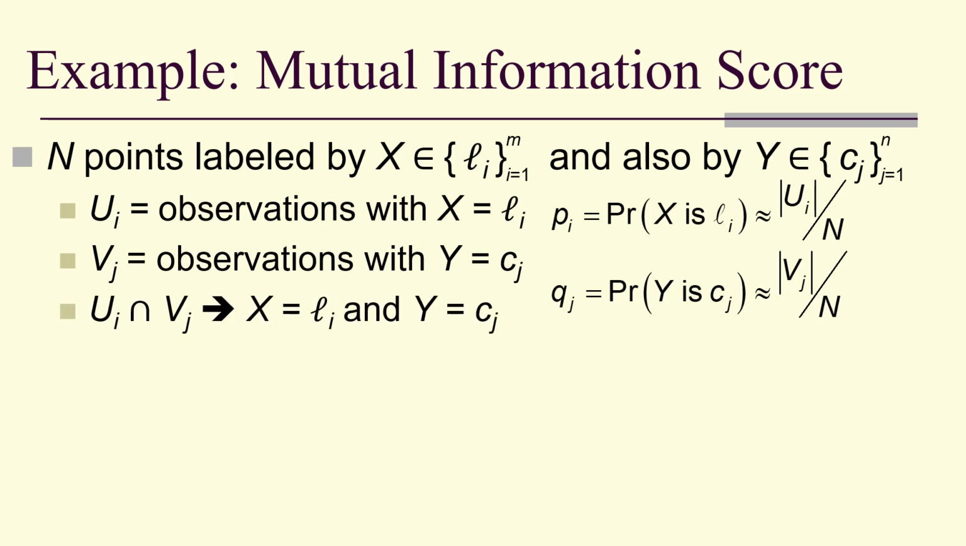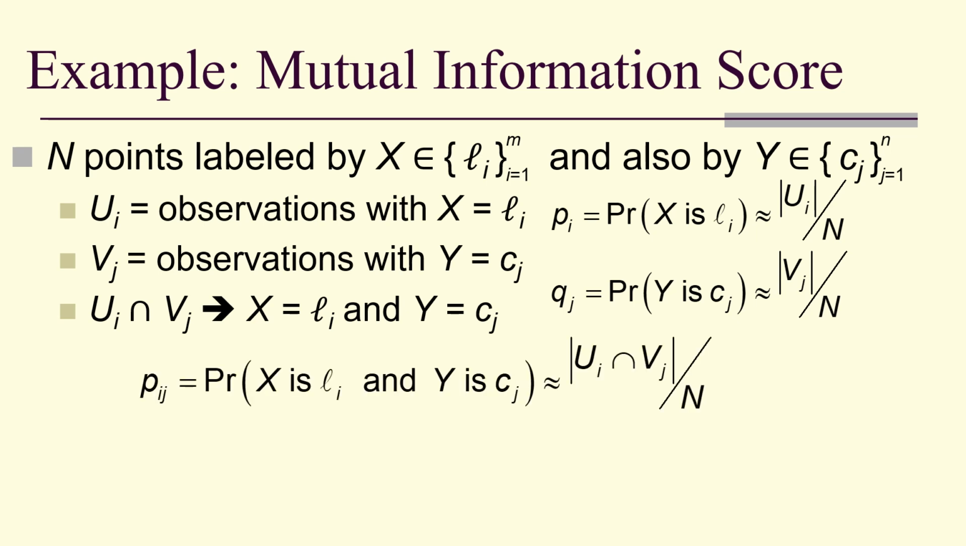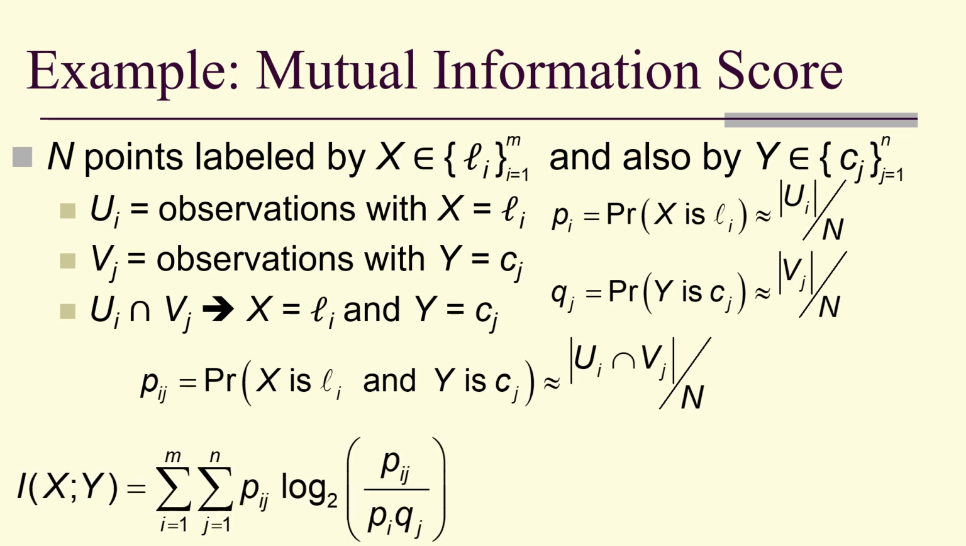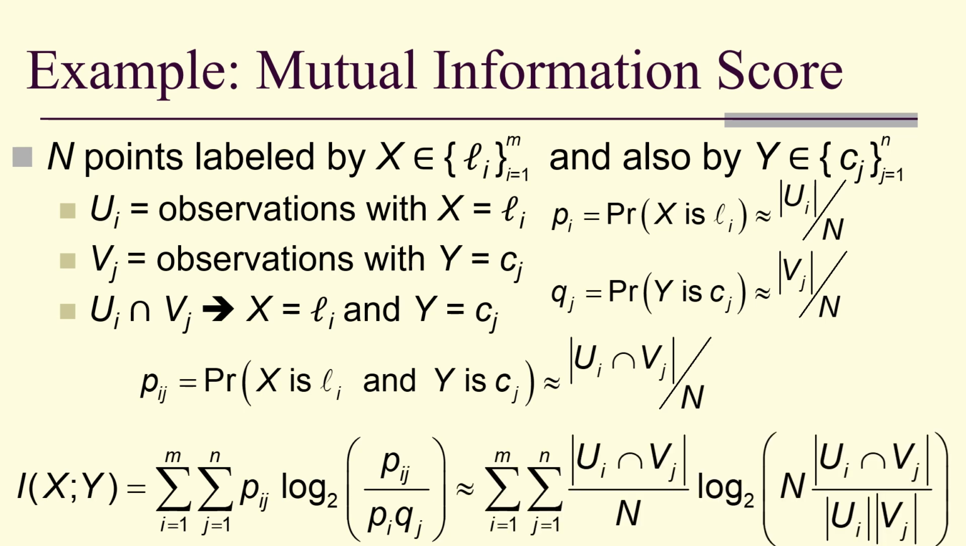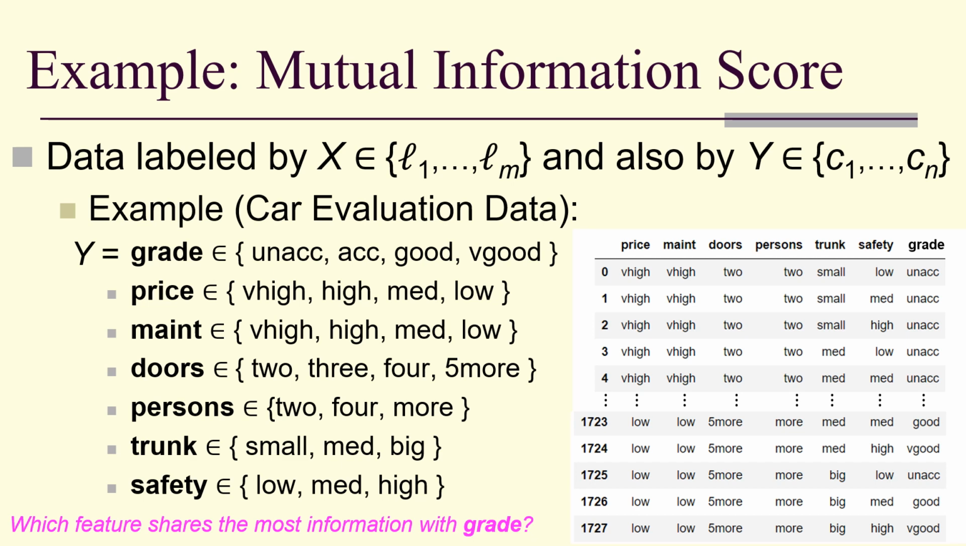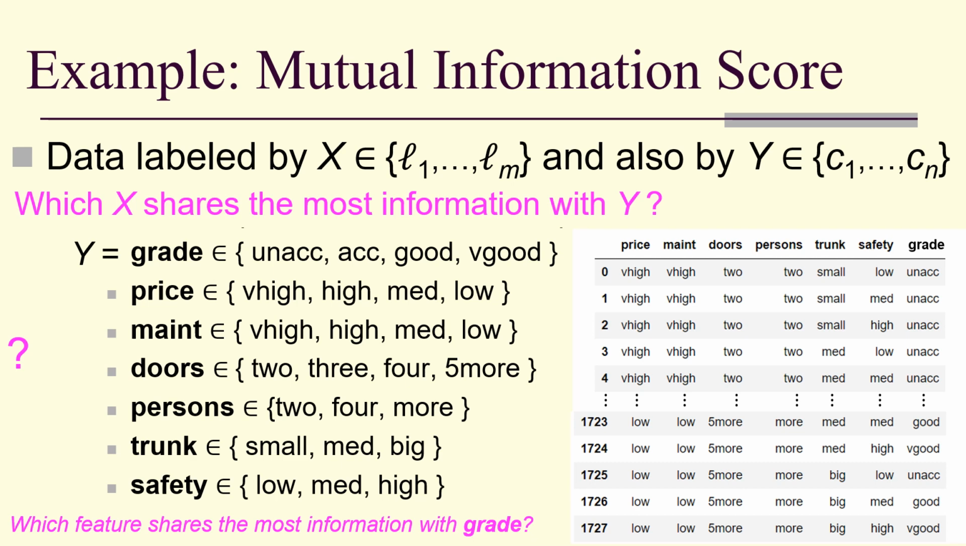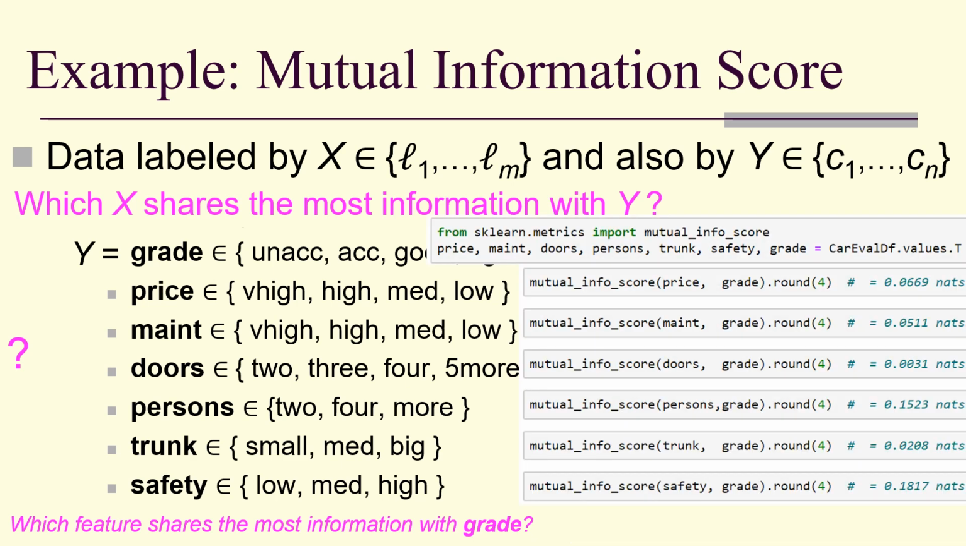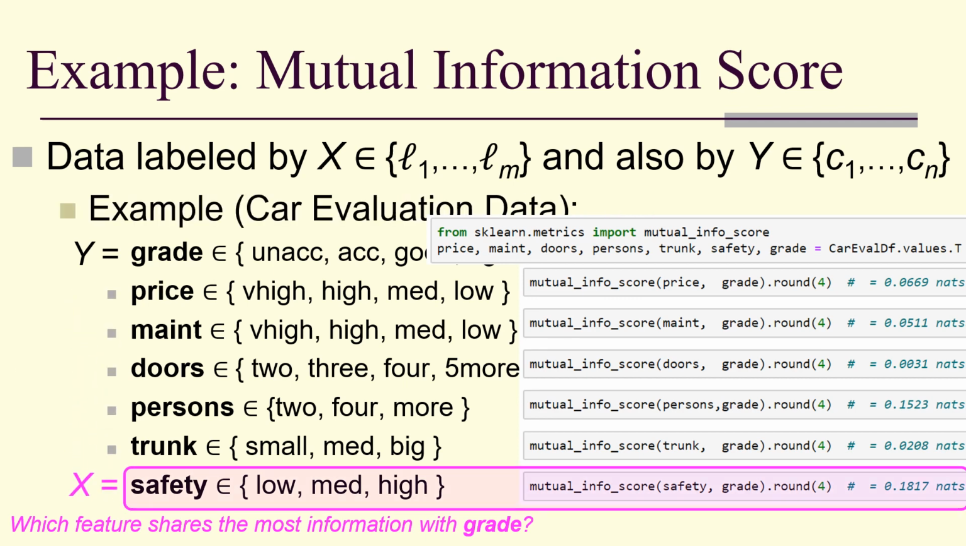The intersection means we have an X equal L sub i and a Y equals C sub j. And again, P ij, that joint probability, can be approximated by the cardinality of the intersection of U sub i and V sub j divided by N. So our mutual information formula becomes this scoring algorithm. Let's apply it to our car evaluation data. Which X shares the most information with Y? Well, if we look at all of these, we find safety has the highest mutual information score with respect to grade.